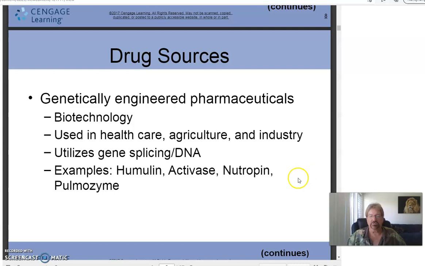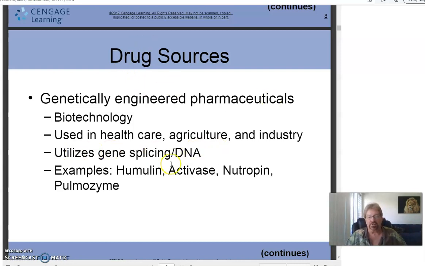genetically engineered pharmaceuticals. Biotechnology used in healthcare, agriculture, and industry. There's a lot of drugs used in agriculture, guys. These animals like hogs and cattle and chickens and so forth sell by the pound. And so they'll pump them full of pharmaceuticals and antibiotics and things because they put on weight more quickly. Doesn't necessarily help the consumer of it, but hey man, since when do these businesses care about that, right?